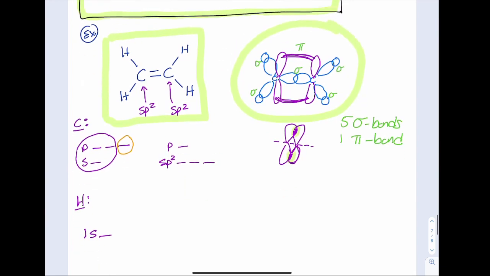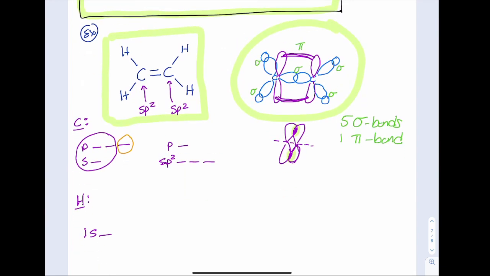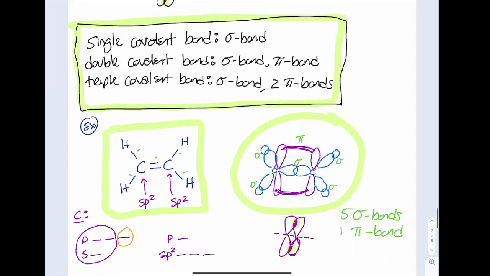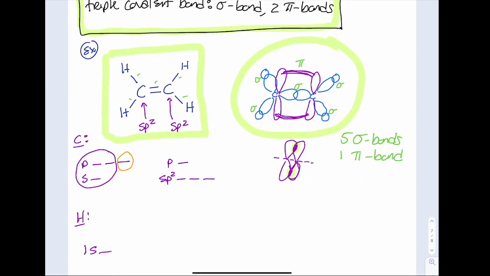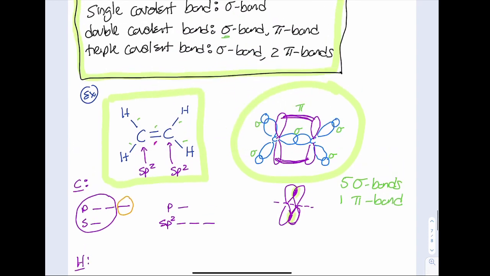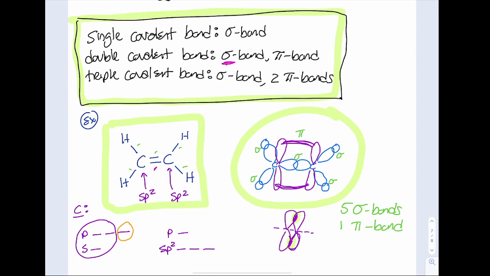So looking back at this one we just did, I would say I have 1, 2, 3, 4, 5 sigma bonds. Notice I counted that double bond once because the double bond has 1 sigma, so 5 sigma. And then the double bond also has 1 pi, so 1 pi bond, right? A double bond counts as 1 sigma and 1 pi bond.